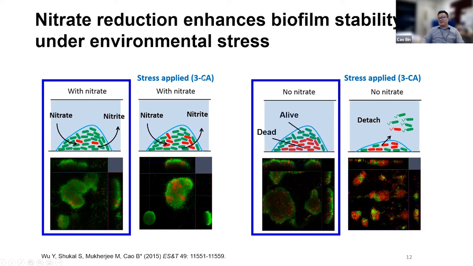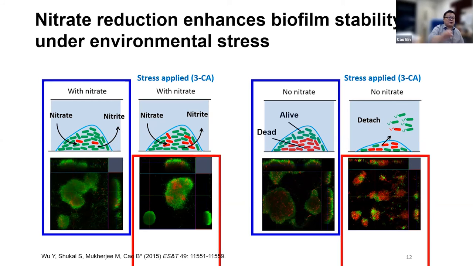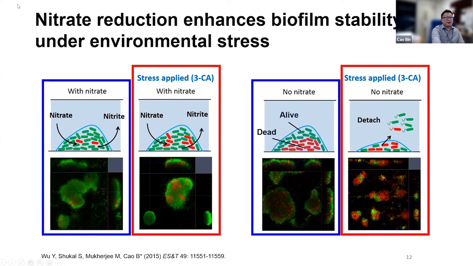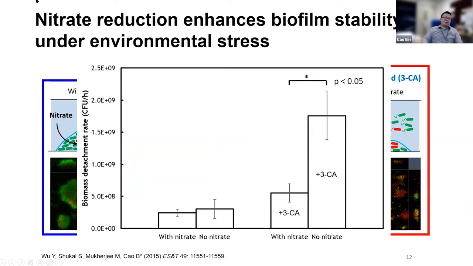You remember in the previous studies, we talked about 3CA. Once you introduce it, the biofilm starts to disperse. Now in this case, we introduce 3CA in a condition where nitrate is introduced or not to the media. And this is what we have. With the presence of nitrate, the cell detachment after we introduce 3CA; this is no nitrate.